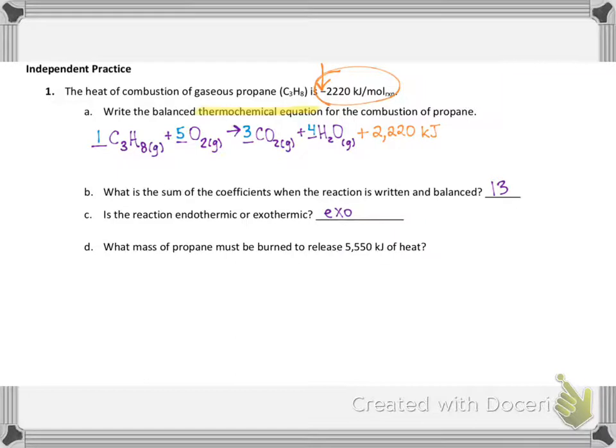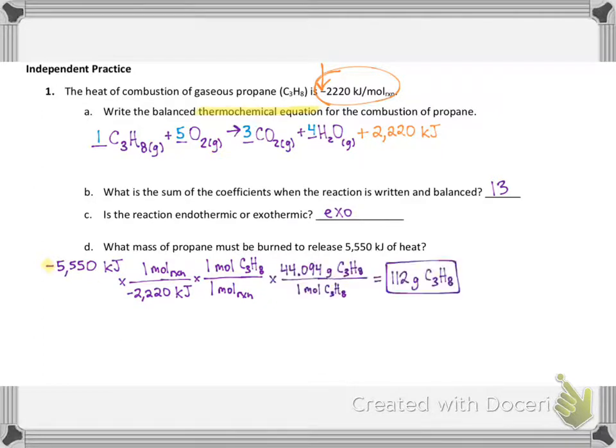So we wanted to know the mass of propane that must be burned to release this specific amount of heat. Well, that's just energy stoich. And since this energy was released, that is a negative starting number. So we use enthalpy to convert to moles of reaction, do our mole to mole ratio, and conveniently enough, it was 1 mole of reaction for every 1 mole of propane, and then of course, multiply by the molar mass of propane, giving us 112 grams of propane that must have been burned.